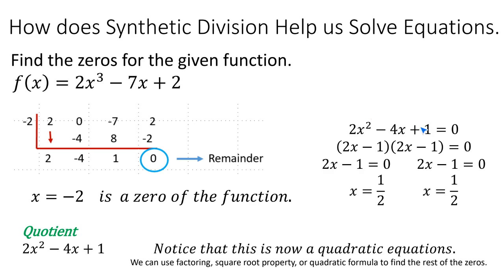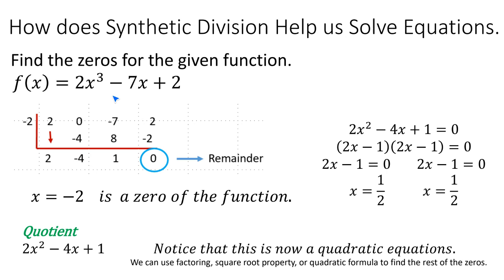I always try factoring first. And if I can't factor it, then I go to the quadratic formula. But in this example, this does factor as 2x minus 1 times 2x minus 1. So we set each factor equal to 0 and solve for x. So x is equal to a half and x is equal to a half.